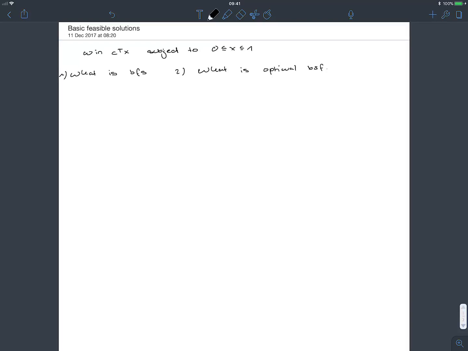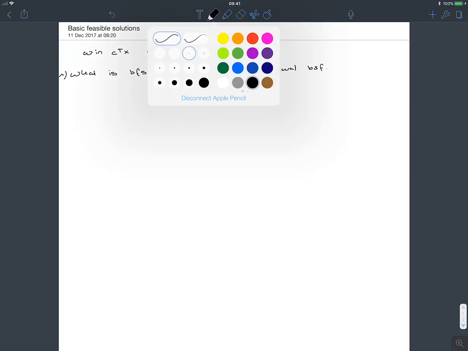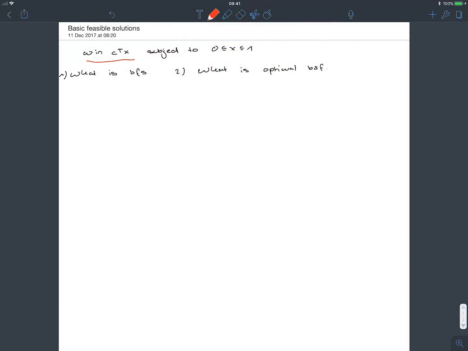Hi, I want to make this short video about what basic feasible solutions are and what the optimal basic feasible solution is in linear programming. And I want to do it according to an example we had at college, which is: minimize c transposed x subject to these constraints.